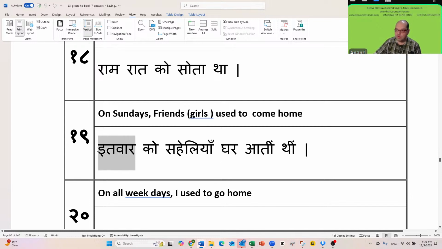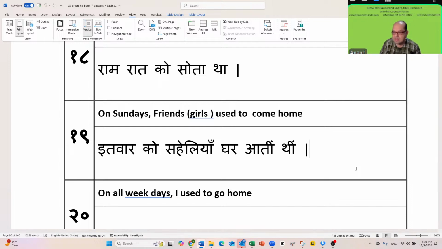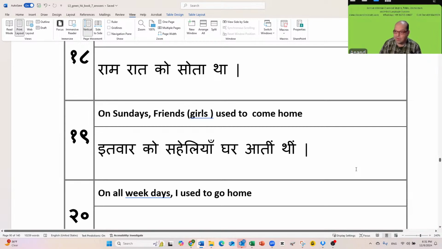Another word for Ravivar is Itwar. Itwar is the Urdu word for Ravivar. So Ishan, what is the difference between Hindi and Urdu? Did we ever speak about that after you joined the class? I don't remember. Okay, so let's have Arav tell you. What's the difference between Hindi and Urdu? Arav, tell him.